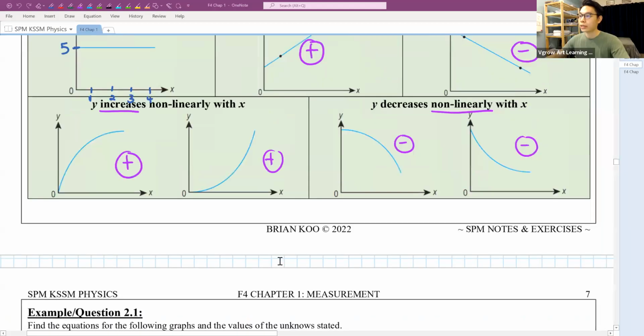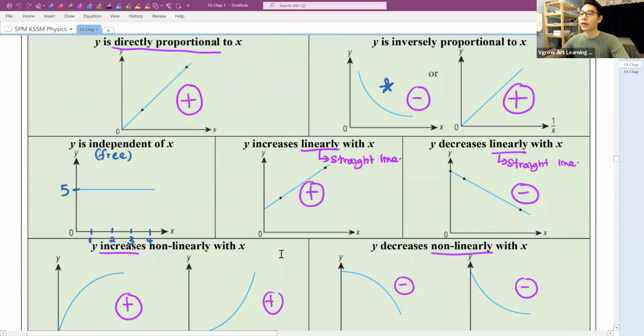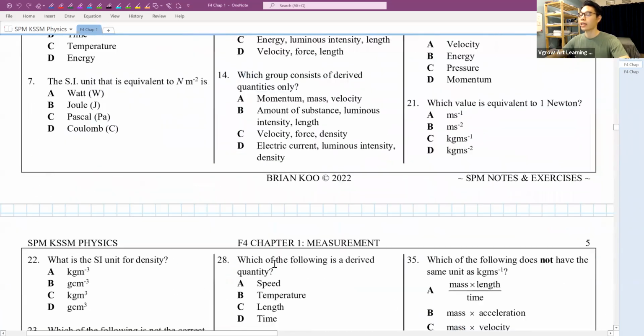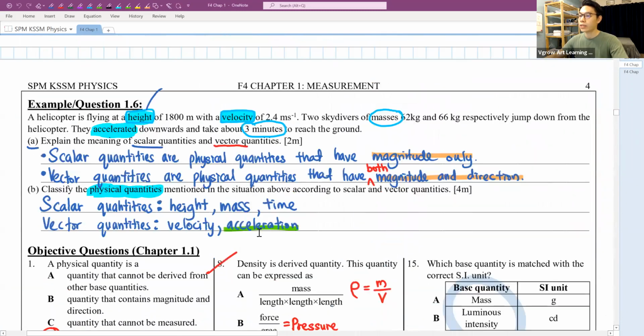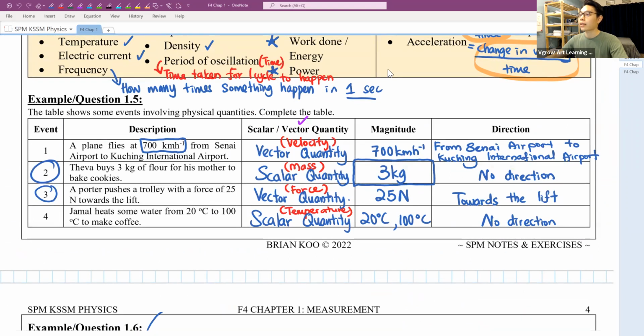So last week we learned about scalar quantities and vector quantities. The important thing for scalar is that there is magnitude. The important thing about a vector quantity is that there is magnitude and also direction, right? So I think Example 1.5 is a very good one to help you understand when we have magnitude and direction, or when we only have magnitude. That will tell you when it is a scalar and when it is a vector quantity.